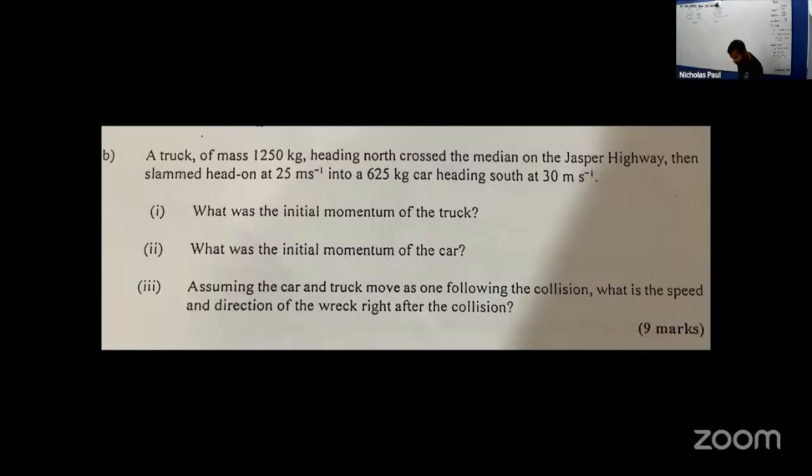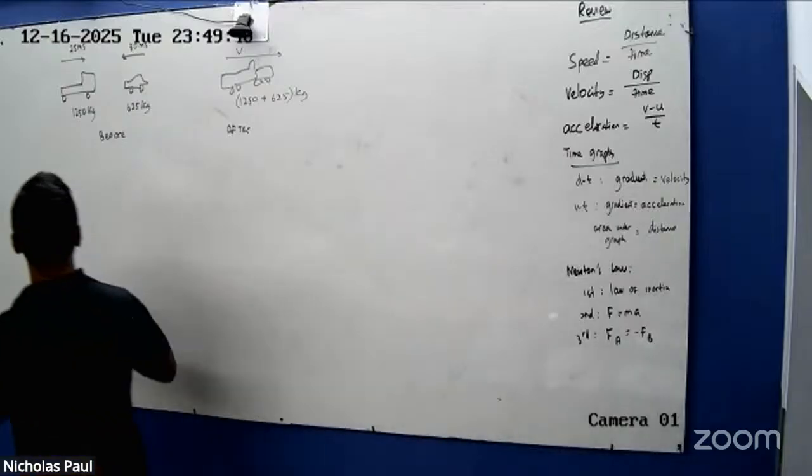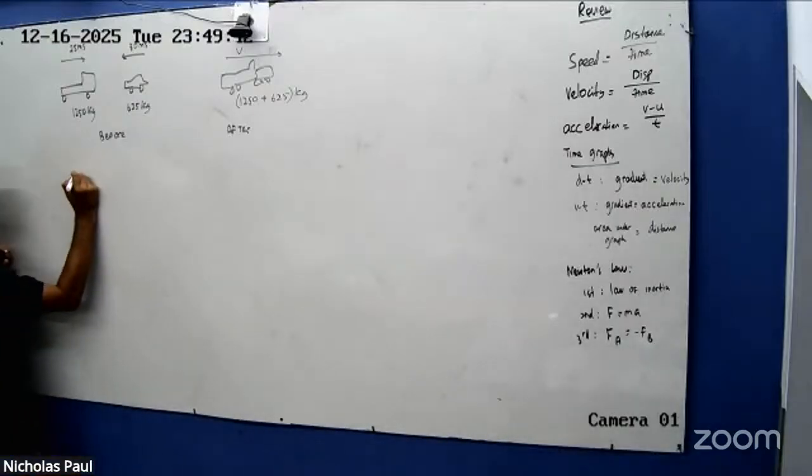A truck of mass 1250 heading north slammed head on at 25 into a 625 kilogram car moving south, that is the opposite direction. Assuming that they move off together, what speed and direction is the wreck right after collision? So you might have something like this, but you have to answer it in parts.